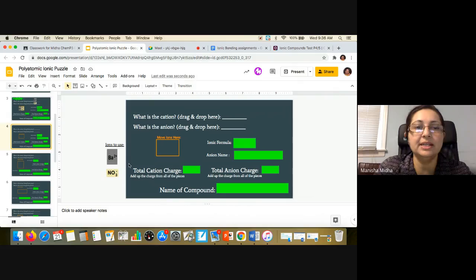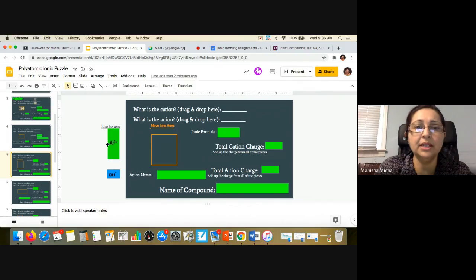Slide 4 is an exact copy of slide 3. I want you to copy your answers from the example slide and then move on to the next one. Here, aluminum is one ion, and OH minus, this is a polyatomic ion. They will marry each other. They should fit in this box, and then you enter the same information that you're supposed to do.